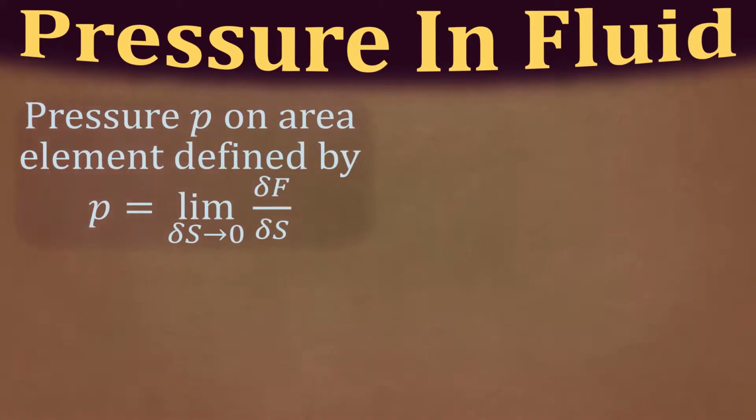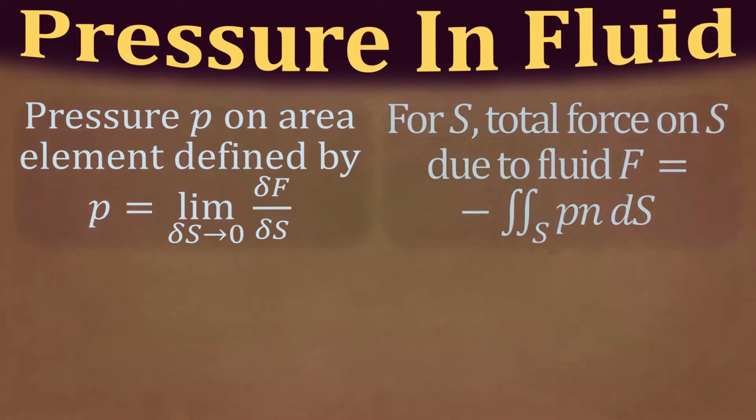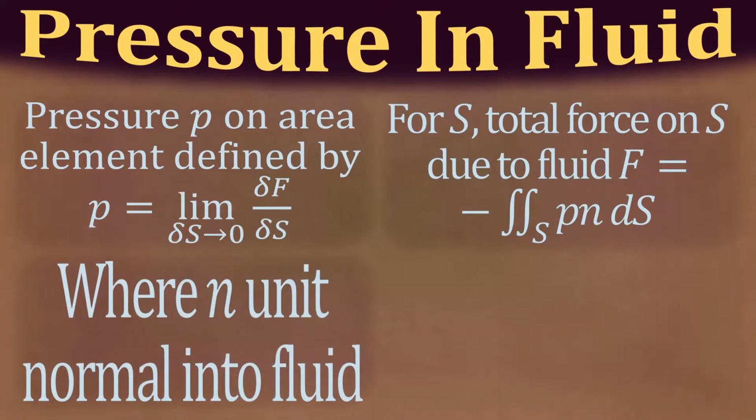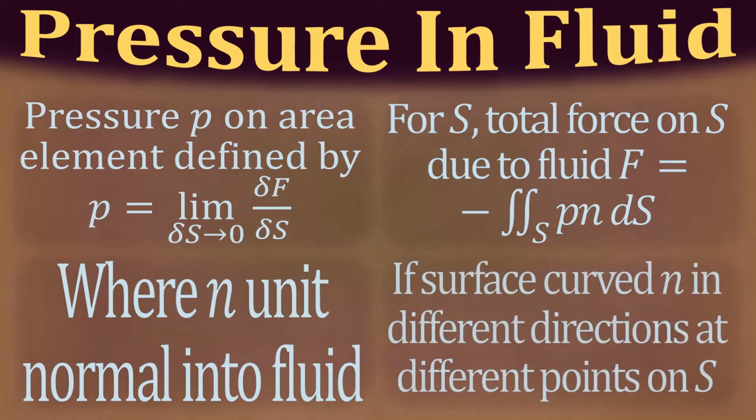So, for a general area S, the total force on S due to the fluid is F, which is equal to minus the double integral over S of Pn dS, where n is the unit normal into the fluid. Note that if the surface is curved, n is in different directions at different points on S. Now, let's start discussing equations of state.